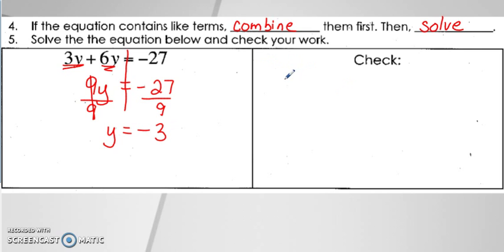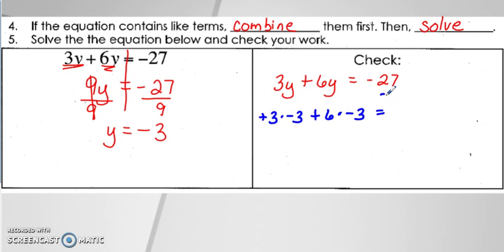We want to check our answer. Go back to the original problem just to make sure that you didn't do anything wrong with combining your like terms. I'm going to take this negative 3 that we got and replace it everywhere that I have a y. So I'm going to have negative 3 times y, which is positive 3 times y, and y is negative 3, plus 6 times negative 3, and we want to determine, is that equal to negative 27?